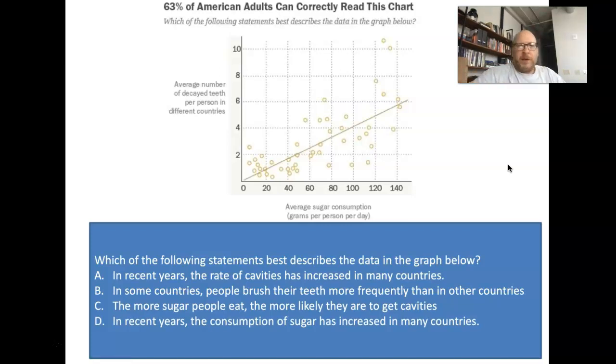Okay, hopefully you've come up with an answer. In a recent study, 63% of American adults could read this and come up with the correct answer, and the correct answer is C. The more sugar people eat, the more likely they are to get cavities.